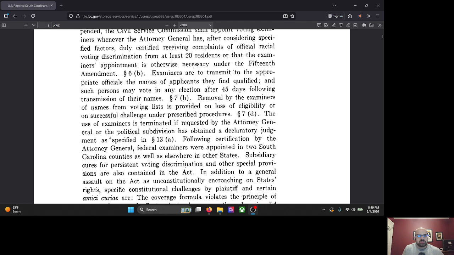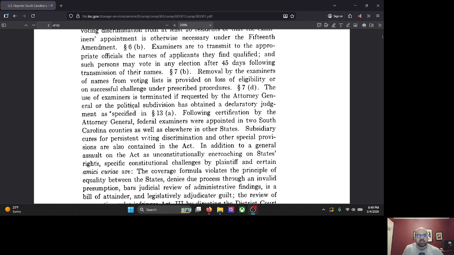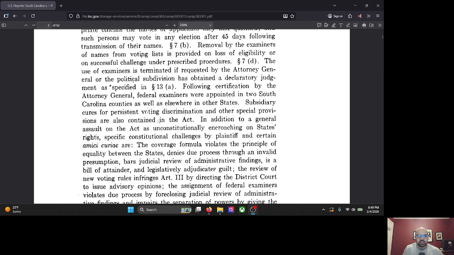Removal by the examiners of names from voting lists is provided on loss of eligibility or on successful challenge under prescribed procedures, subsection 7d. The use of examiners is terminated if requested by the Attorney General or if the political subdivision has obtained a declaratory judgment as specified in subsection 13a. Following certification by the Attorney General, federal examiners were appointed in 2 South Carolina counties as well as elsewhere in other states. Subsidiary cures for persistent voting discrimination and other special provisions are also contained in the Act.